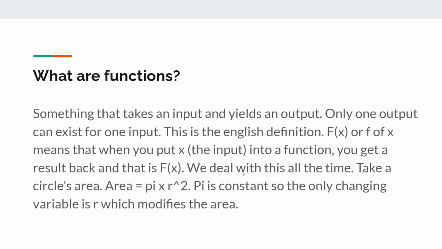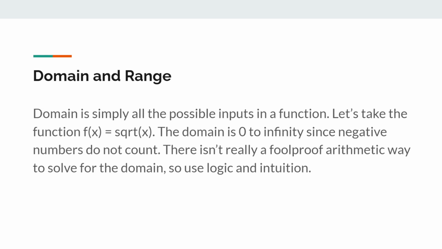Take a circle's area. Area equals pi r squared. Pi is constant, so the only changing variable is r, which modifies the area. So the input would be r. Depending on how big the radius is, you'll get a bigger area because it's multiplied. Actually, that's not necessarily true in the case of 0.5. But anyways, the point is that there's an input, which is the radius, and it gives you the same output each time, depending on the same input each time.